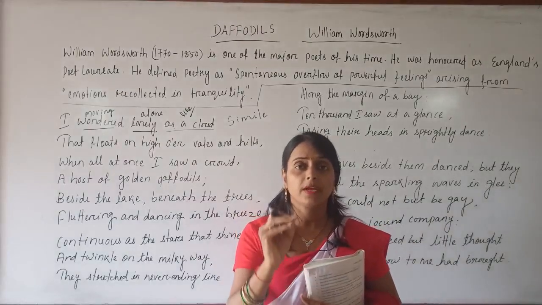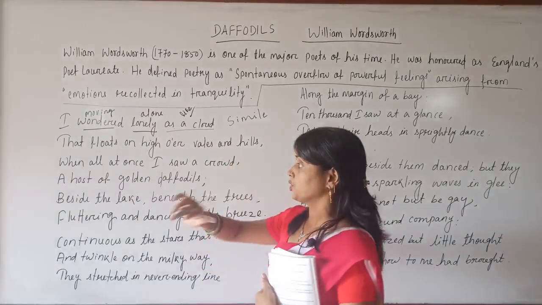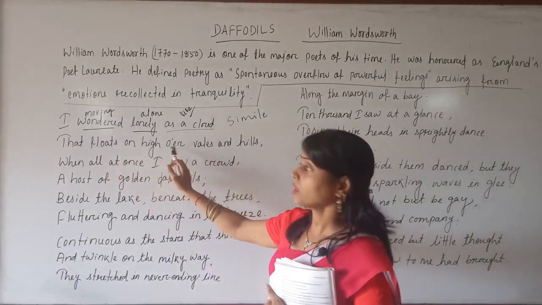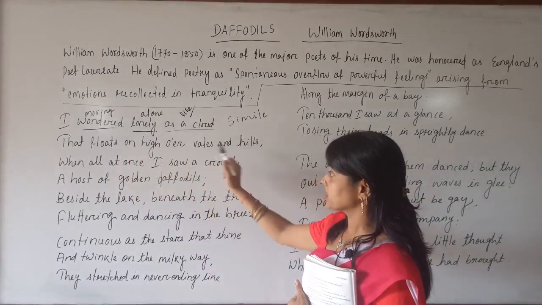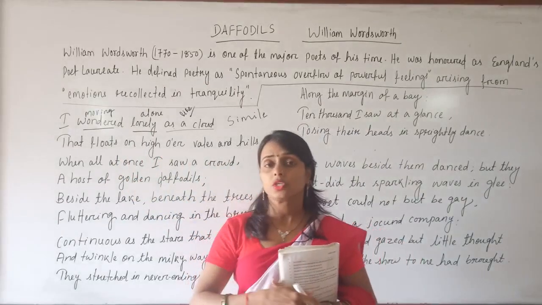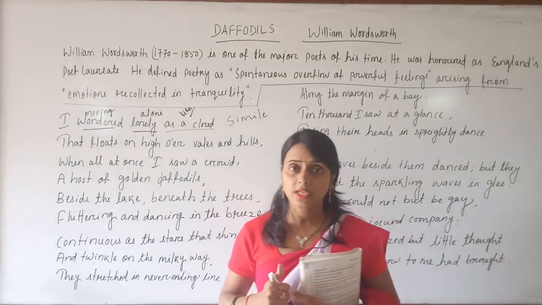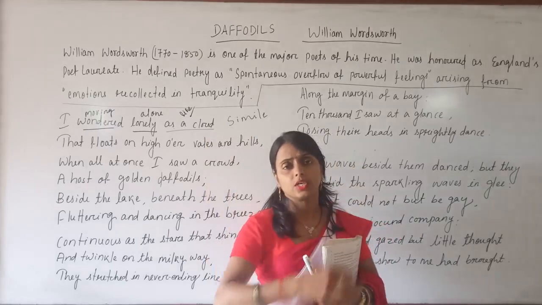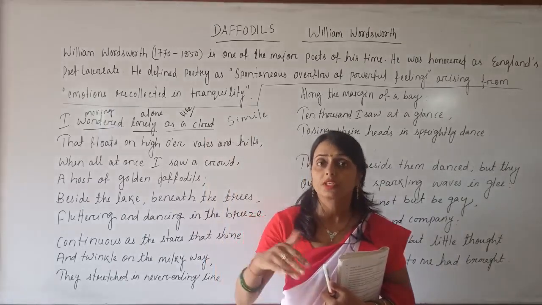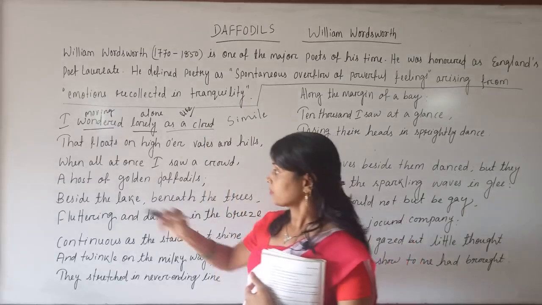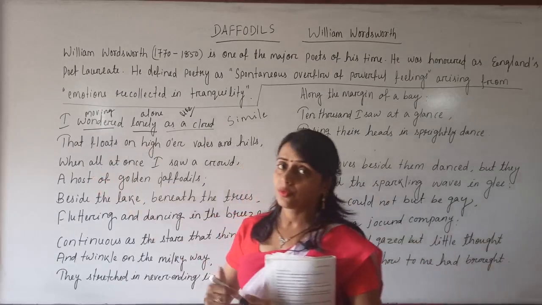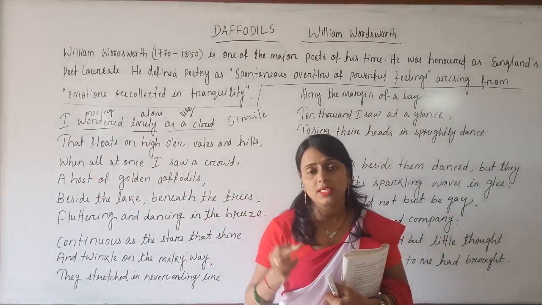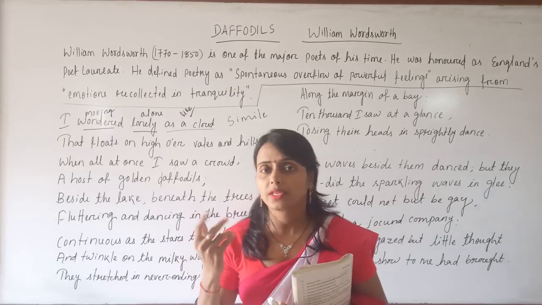That's why he compared himself with a piece of cloud that floats on high, o'er, this is over, okay, over vales and hills, valleys and hills. And which cloud? The cloud that moves aimlessly above the valleys, above the hills. Just like that cloud, he was also moving aimlessly somewhere, okay. When all at once means what? Suddenly. And when the poet was moving aimlessly just like a piece of cloud, suddenly what happened?